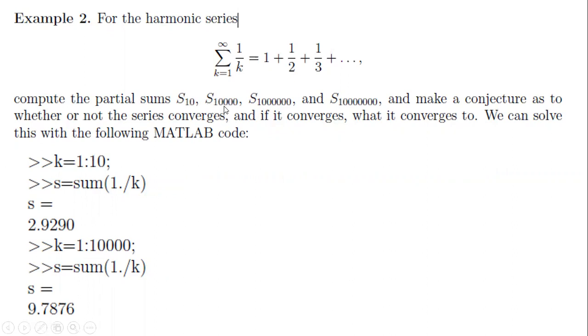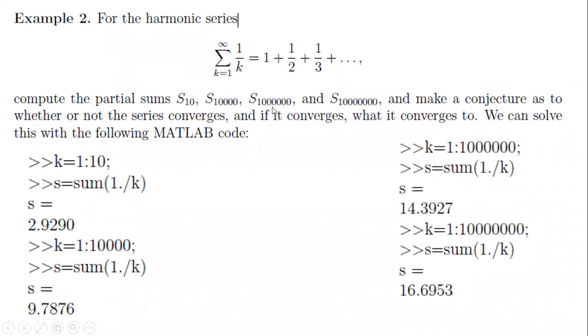Next, the partial sum S10,000. We define the k, use the sum function, and this gives us 9.7876. Then the third one, S1 million, gives us an S value of 14.39. And lastly, S10 million gives us this value.